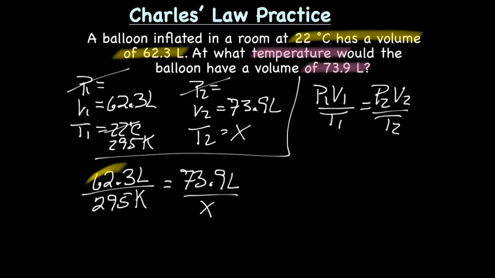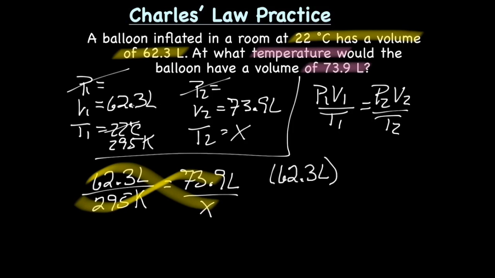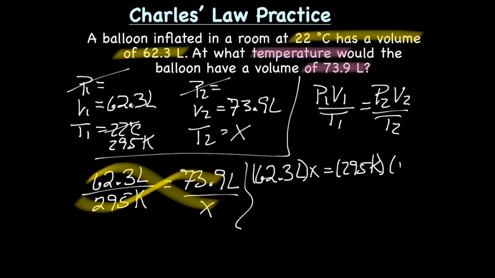All right, I'm going to cross multiply, giving me 62.3 liters times X equals 295 K times 73.9 liters. It won't fit on the line, so let's try this again. It's giving me 62.3 liters times X equals 295 K times 73.9 liters.